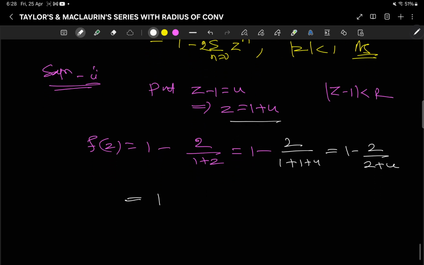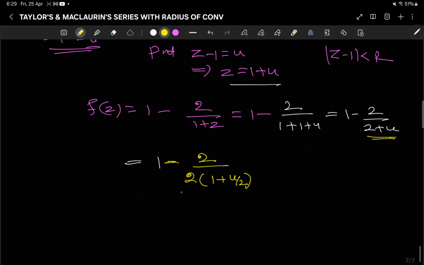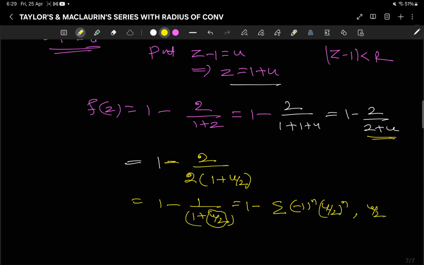So we will write this as 1 minus 2 by, taking 2 common here, it becomes 1 plus u by 2. So this 2 and 2 cancelled here. So this is equal to simply 1 minus 1 by 1 plus u by 2. If you think of u by 2 as x, it is 1 by 1 plus x. So this is 1 minus summation of minus 1 to the power n, u by 2 to the power n, with mod u by 2 less than 1, right?